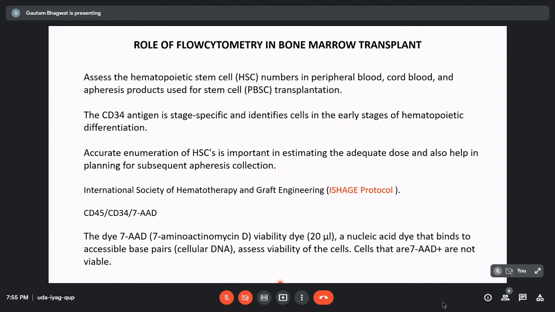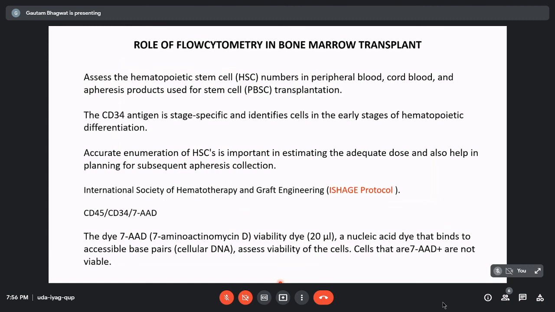We employ the ISHAGE protocols, that is the International Society of Hematotherapy and Graft Engineering protocols. The tube contains CD45, CD34 and 7-AAD. Now what is this 7-AAD? 7-AAD is a viability dye. It is a nucleic acid dye. So if a cell is viable, the transport proteins are functioning, this 7-AAD dye would go inside, but the transport proteins would again throw it out. But if a cell is dead, this 7-AAD dye goes inside and binds to the DNA, and therefore 7-AAD positive cells are the dead cells, while those cells in which the transport proteins are actively functioning, this 7-AAD dye won't be able to go inside and stick to the DNA, and therefore 7-AAD negative cells are the viable cells.